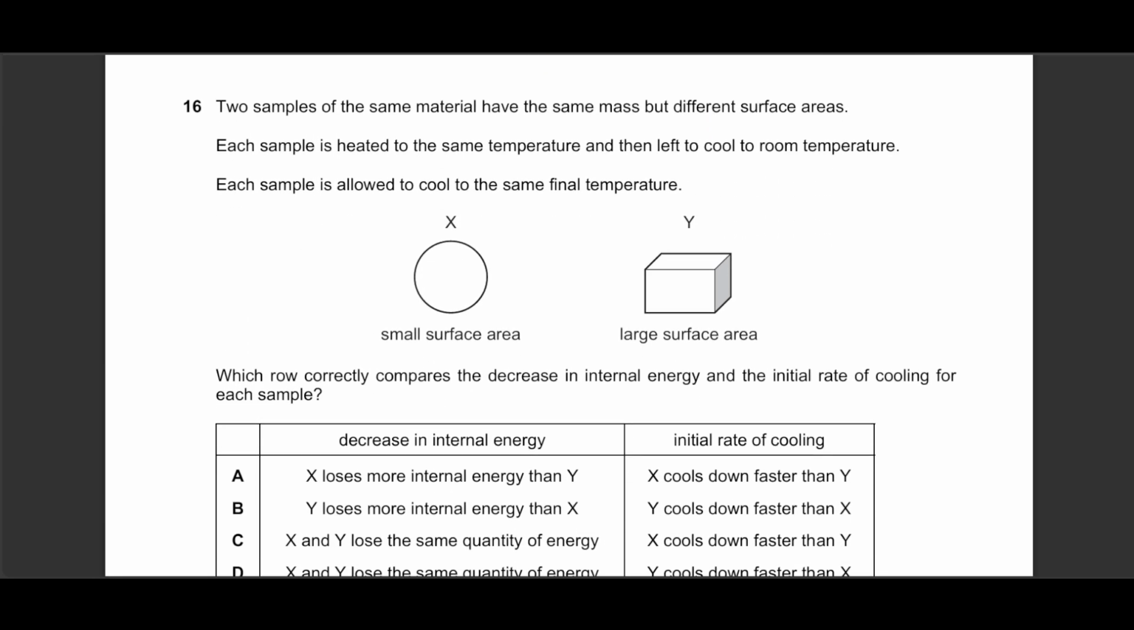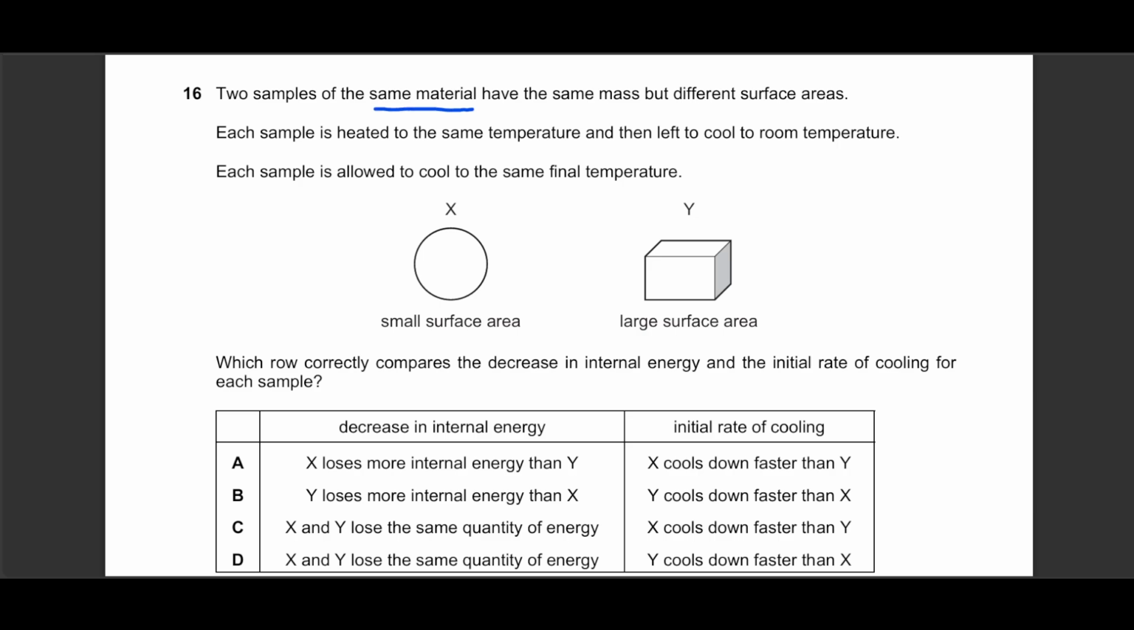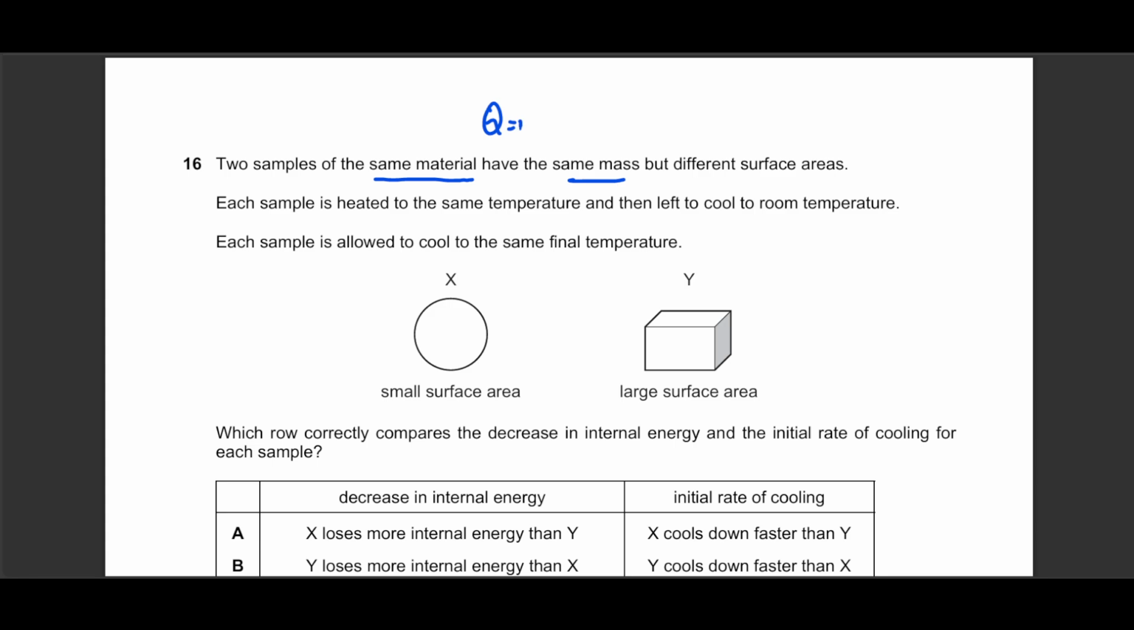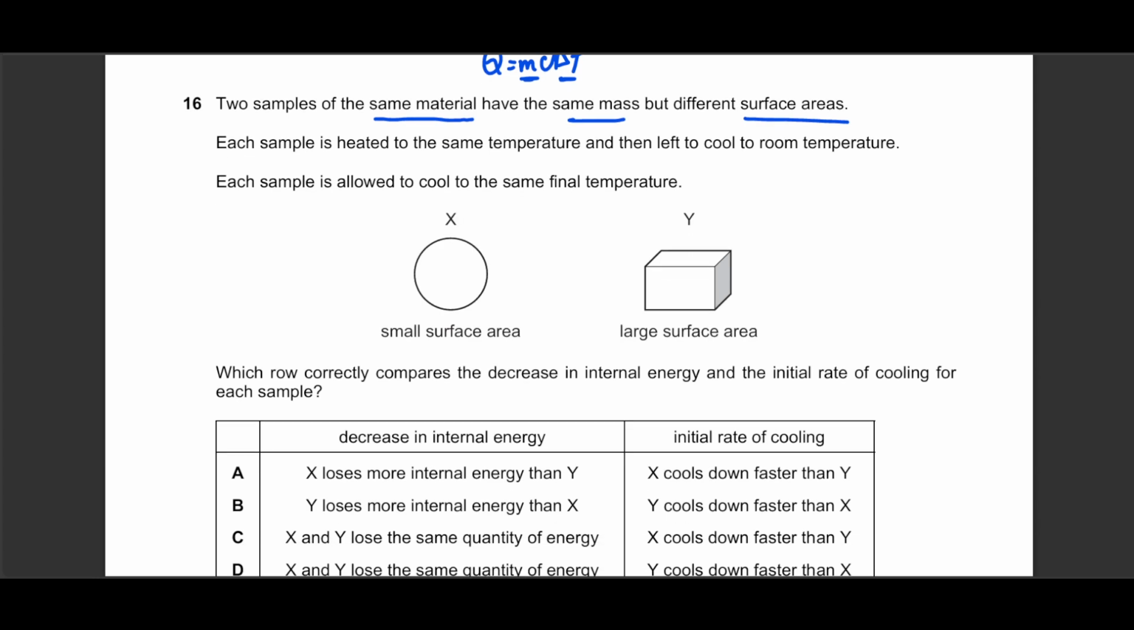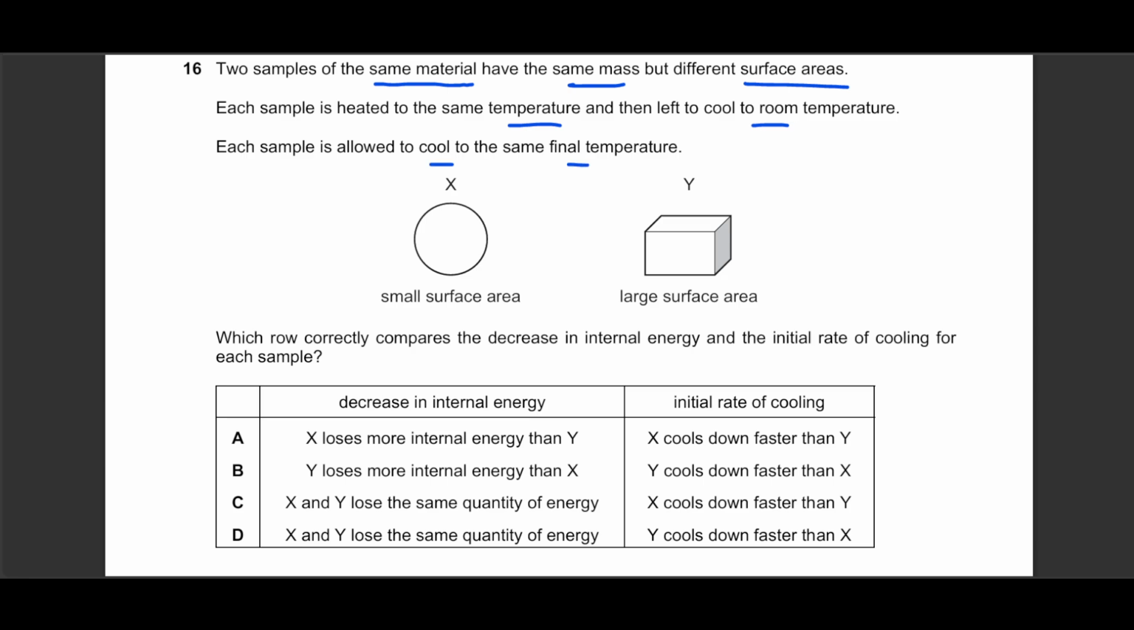So question number 16, 2 samples of the same material. When the material is the same, we are absolutely sure that the thermal conduction at least would be exactly the same for all types. Different, same masses with same heat content. Now why are they saying that? Because Q equals MC delta T. They want to make sure that the heat content or the energy in both materials is exactly the same. But they have different surface areas. They have different access to infrared radiation, conduction, convection. Each sample is heated to the same initial temperature, then left to cool down to room temperature. Each sample is left to cool to the same final temperature.